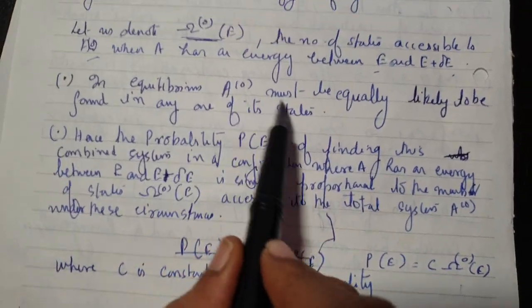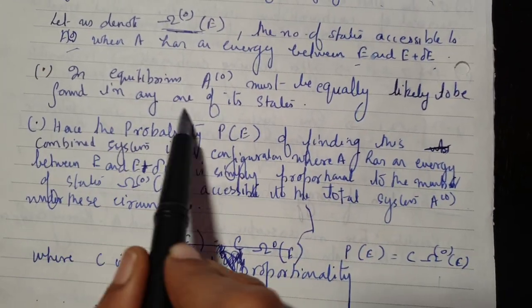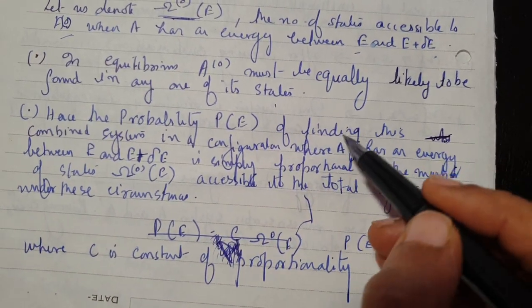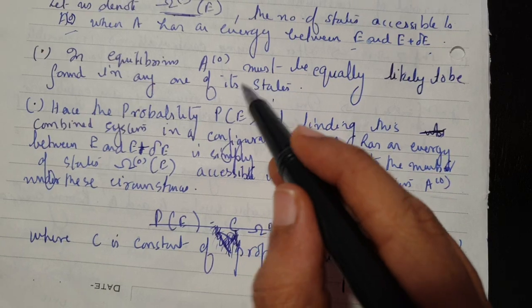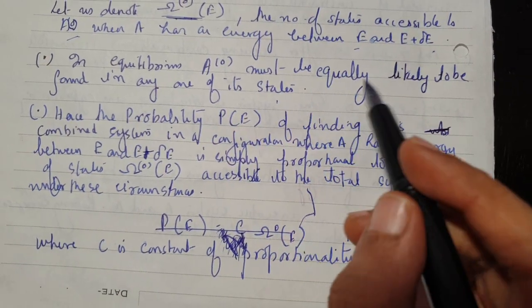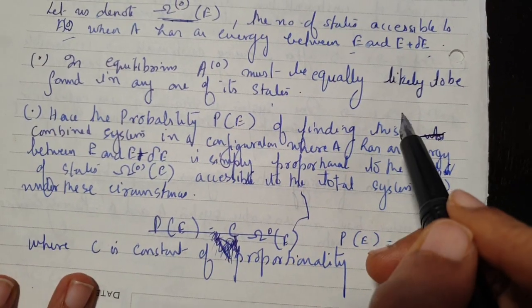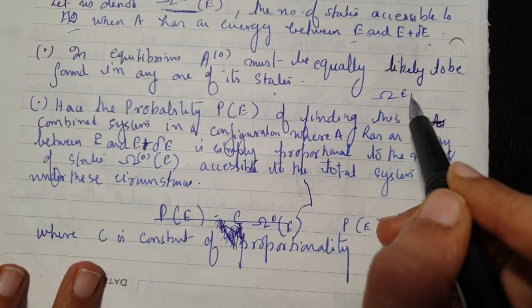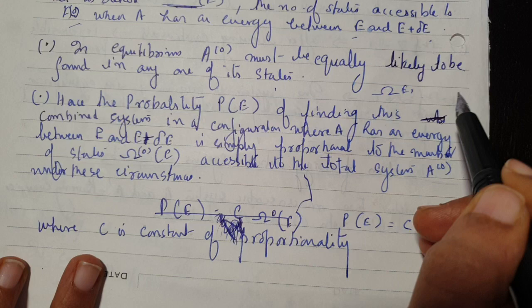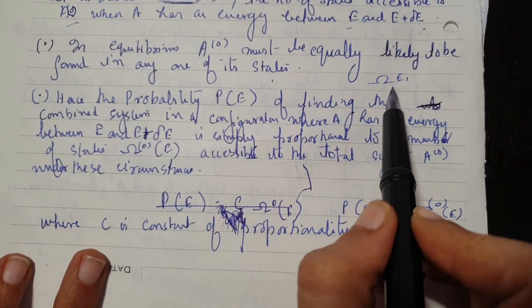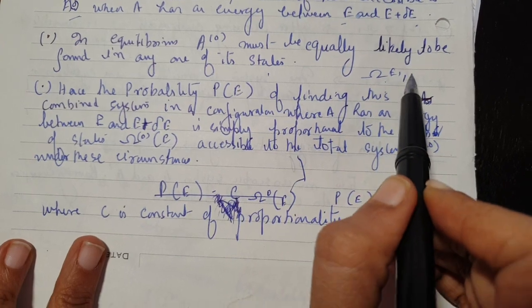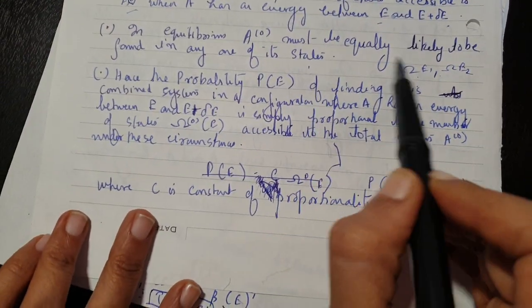So in equilibrium, A naught must be equally likely to be found in any one of its states. So it can be any one of its sublevels. It can be in this A naught in equilibrium condition. We have so many accessible states: omega E1, omega E2, E3, E4, like that, so many states. So at any point of time, this whole system is likely to be found in any of these states. That is what this means.